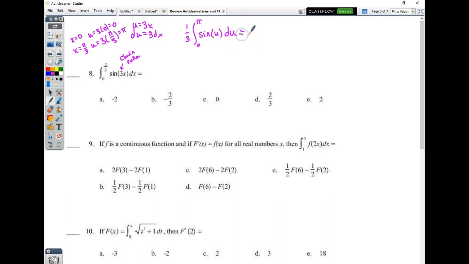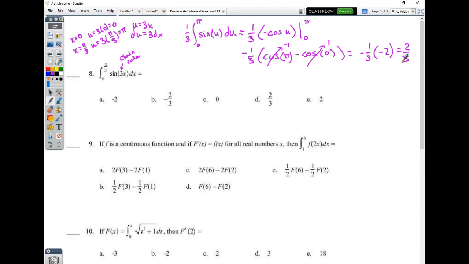So now that I've rewritten the problem as a u sub, I take the antiderivative of sine, which is negative cosine of u, evaluate it from 0 to pi. I'll factor out the negative, call this negative 1/3. Cosine of pi minus cosine of 0. Cosine of pi is negative 1. Cosine of 0 is 1. Negative 1 minus 1 is negative 2, giving me a final answer of 2/3.